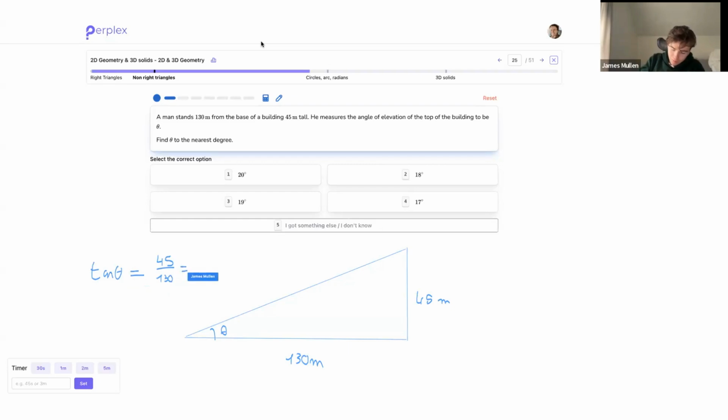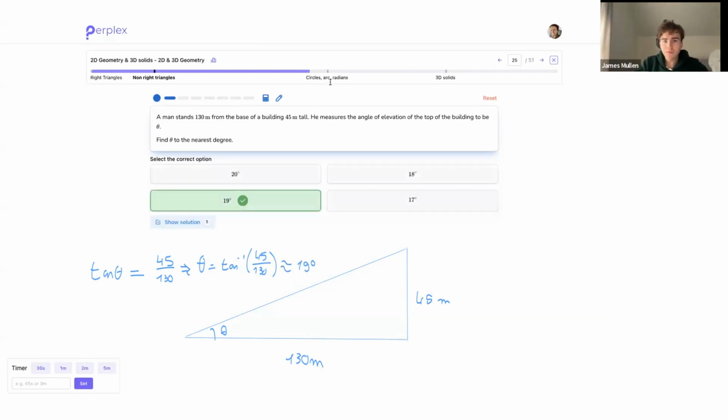And that's actually not exactly 1 over 3, but it was almost 1 over 3. Maybe I could have picked my numbers better. But that means that theta is equal to tan minus 1 of 45 over 130. And if I do that, 45 divided by 130, tan negative 1 of that is 19.09. So to the nearest degree, 19 degrees. And that is option number 3.